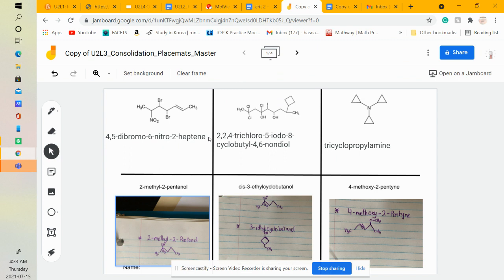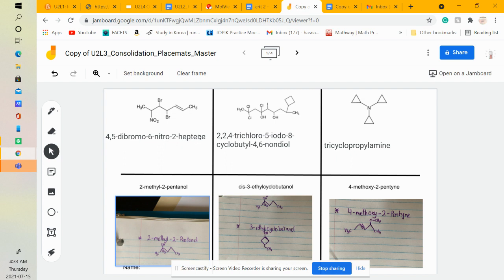Then we have this Jamboard, which has a lot of examples of naming these structures. So right here we have 4,5-dibromo-6-nitro-2-heptene. How did we come up with this name? First, we started with the parent chain. We have 1, 2, 3, 4, 5, 6, 7.